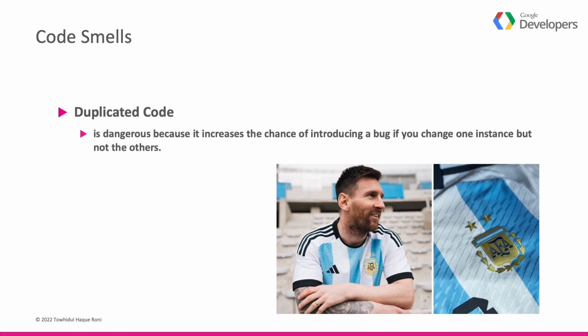Duplicate code is risky because it significantly increases the chance of introducing bugs. If you modify one instance of the code but neglect to update the others, inconsistencies arise, leading to potential errors and system malfunctions.